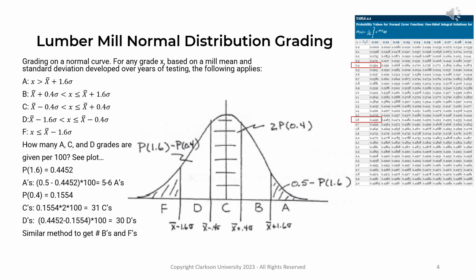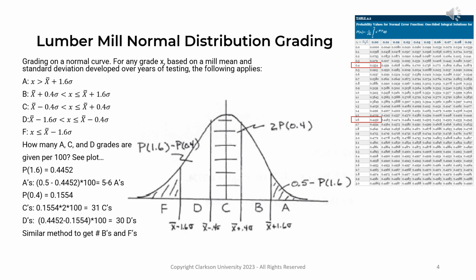For the C's, we are just looking at the interval in the very middle of the normal distribution curve, plus or minus 0.4. So we need to look up the probability of 0.4 from the z table, which is 0.1554. And because it's symmetric, we just multiply that by 2. That gives us a total number of C's in the middle of about 31.